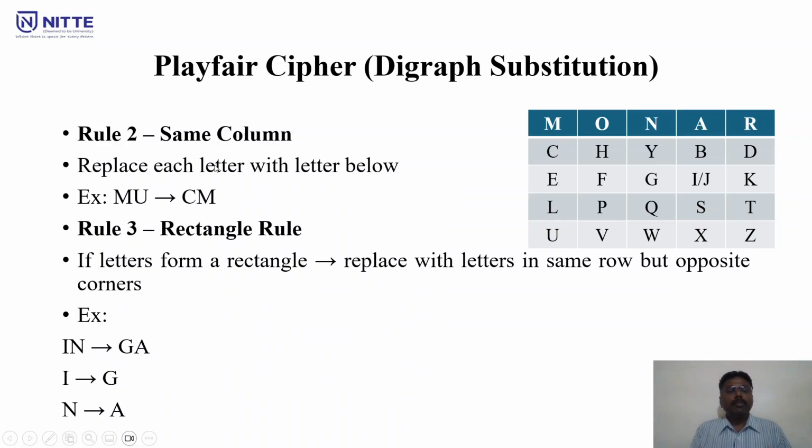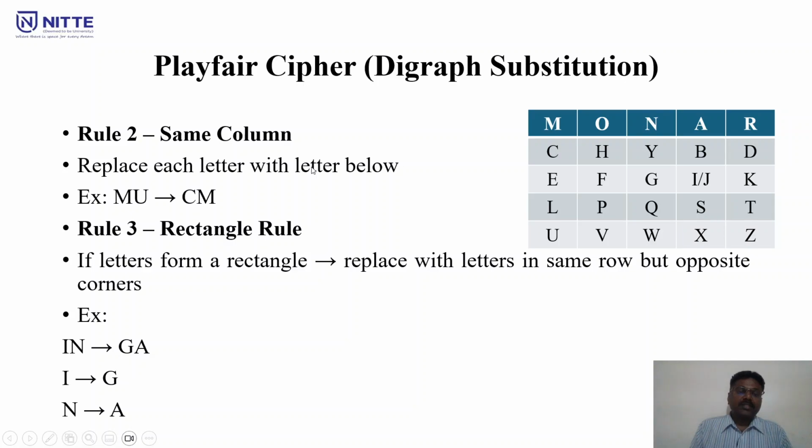The next rule is to check again whether the pair of letters falls under the same column or not. Again we take an example to understand. MU: see here, M and U both come under the same column, so I replace them with the characters immediately below. For M I'll replace with C, and for U I'll replace with M. So MU gets converted into CM.